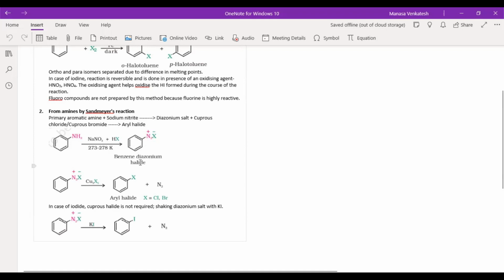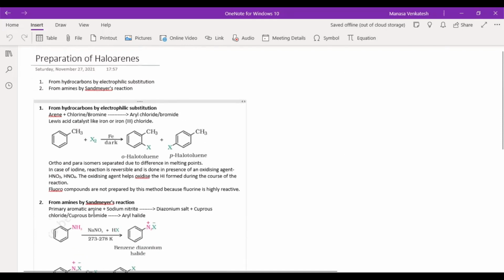In this case, it's a benzene diazonium halide. This is freshly prepared and it reacts with cuprous chloride or bromide, that's Cu2X2, and that leads to the formation of an aryl halide. Now, in case of iodide, we're just going to add potassium iodide directly, and the diazonium salt is shaken with the potassium iodide. With that, we're done with the preparation of haloarenes.